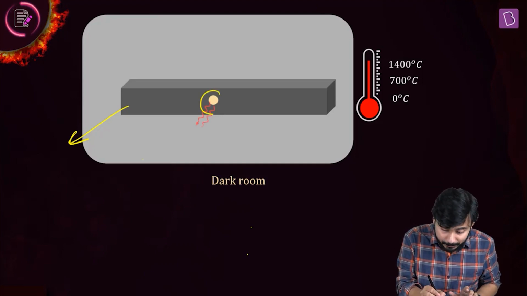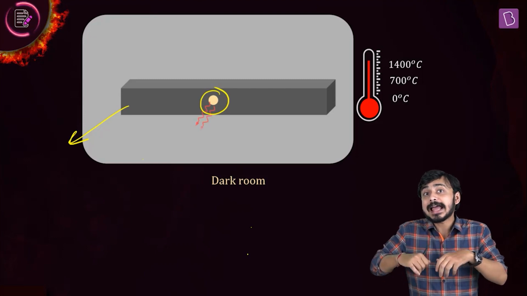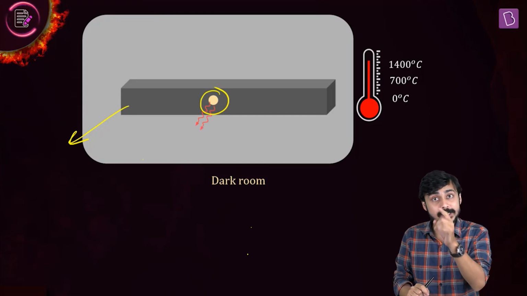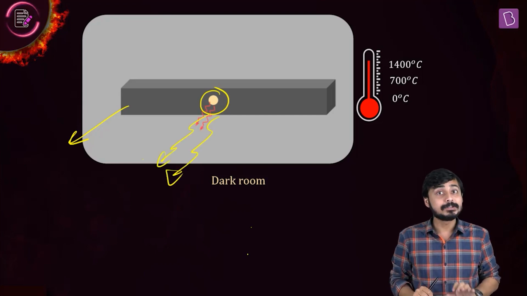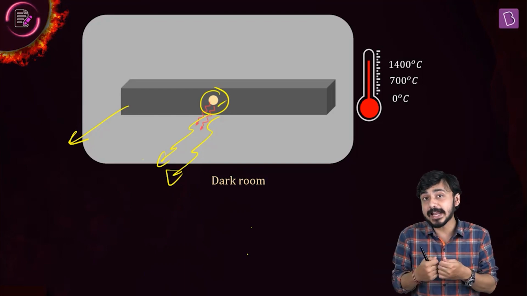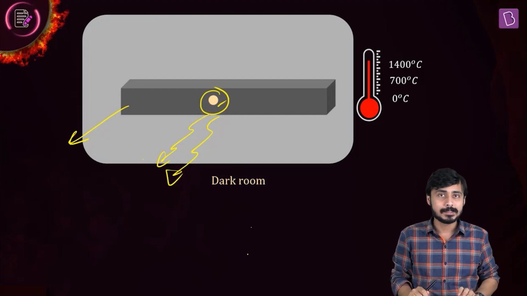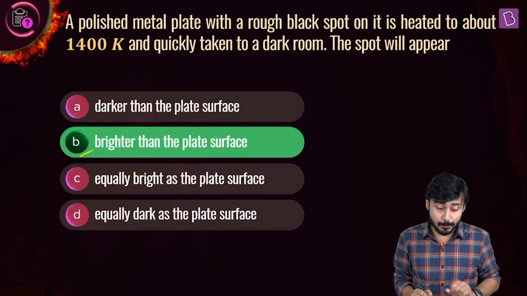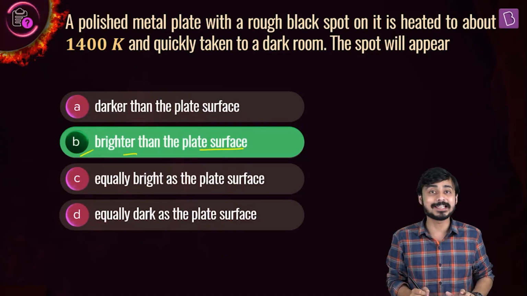And since the black spot was a good absorber at lower temperatures, at higher temperature it becomes a good emitter as well, as per the Kirchhoff law. So it emits a lot of radiation as compared to the plate. That's why the black spot, which is emitting more as compared to the plate, will look shiny or brighter as compared to the plate surface. Let's look into the options. Option B, that the spot will look brighter than the plate surface. That will be the correct option in this case.